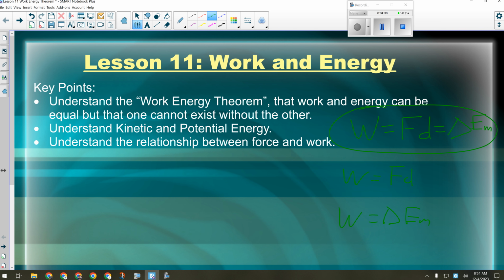Now, if I exert more force, will I do more work? Yes. If I exert the same amount of force, but I exert it over more distance, do I do more work? Yes, because both of those things linearly relate to work. If I exert twice as much force over the same distance, I do twice as much work. Everybody all right with that idea?